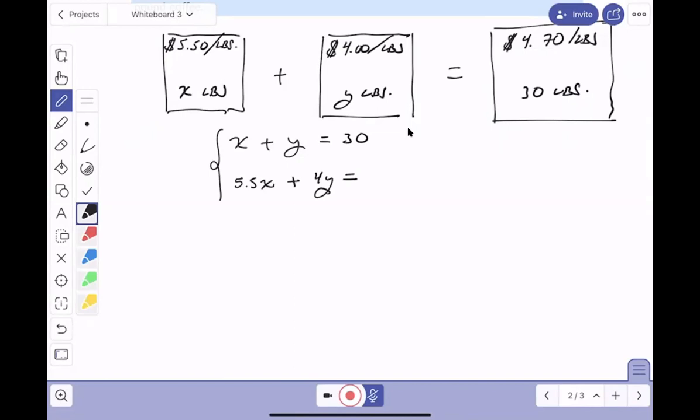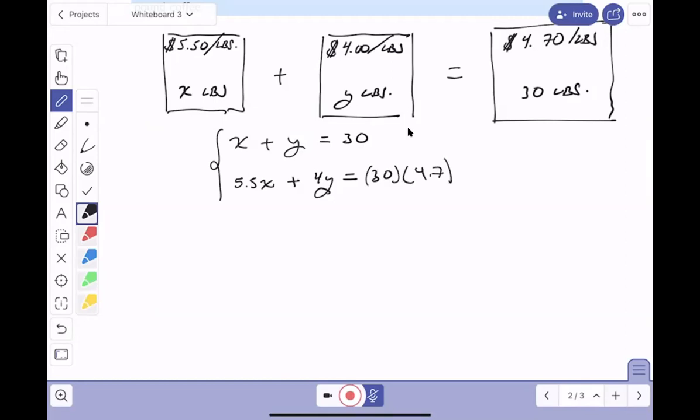So the first box, I used X pounds. Each pound was $5.50. The second box, I used Y pounds, and every pound is worth $4. What did I end up with in the end? 30 pounds at $4.70 per pound. All right.